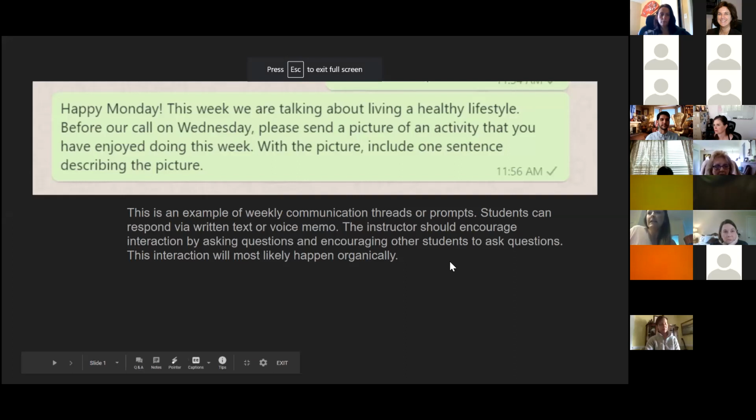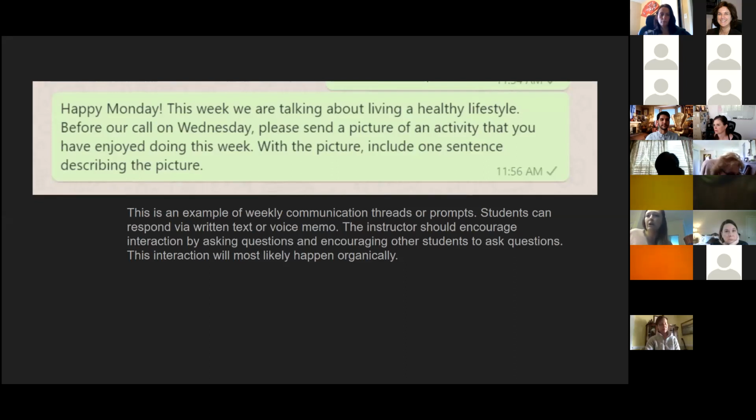is. So this would be an example on WhatsApp, like I said, creating these weekly communication threads or prompts. This one is, for example, if you were doing a healthy lifestyle focus that week, just asking them to send a picture of something they enjoyed throughout the week, and let students know they can send their response via text or voice memo. So maybe they are more comfortable speaking than they are writing, so that allows for that flexibility.